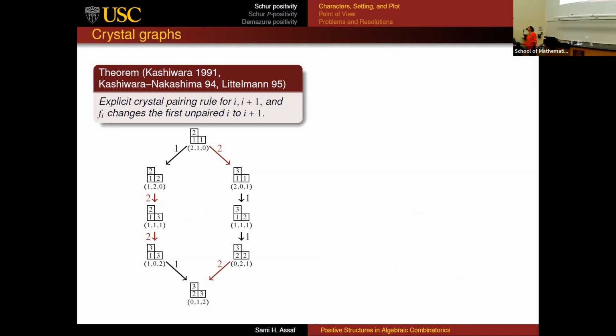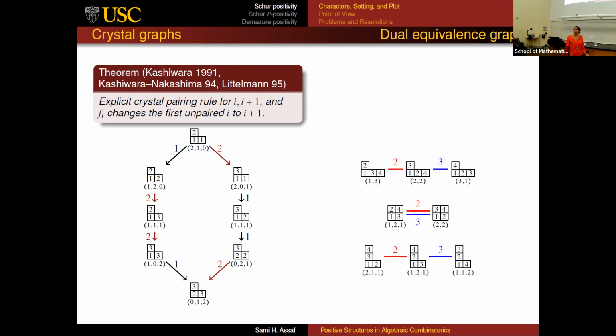Loosely, a 1 edge changes a 1 to a 2. A 2 edge changes a 2 to a 3. Okay? And we have really nice structure to these objects, so they're connected, and that's awesome. What about on the other side? Well, we have dual equivalence graphs.